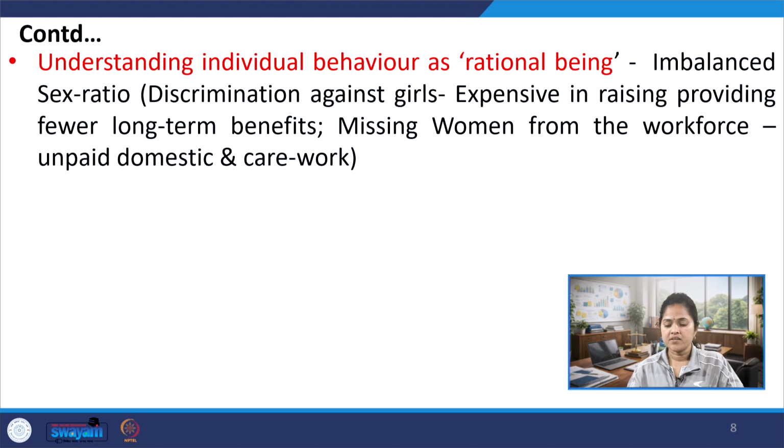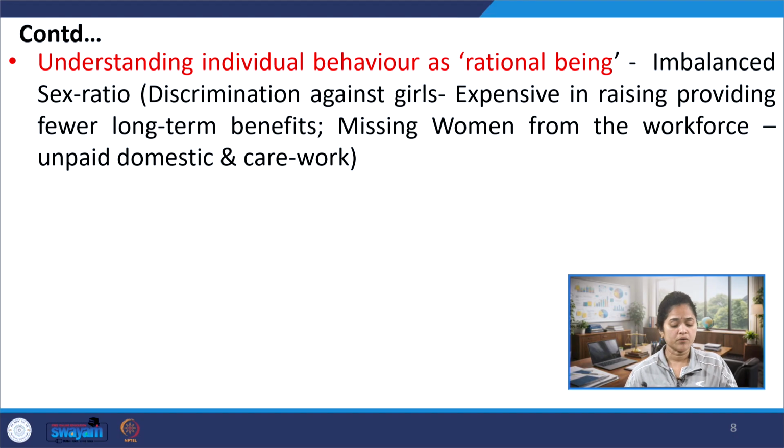Okay, and the second example that I can also give is missing women from the workforce. So what is this missing women from the workforce? We can say that in the workforce, women are not found. That means their percentage in the working population has decreased. And why is it so? Again, we are trying to find out why fewer women are participating in the workforce.